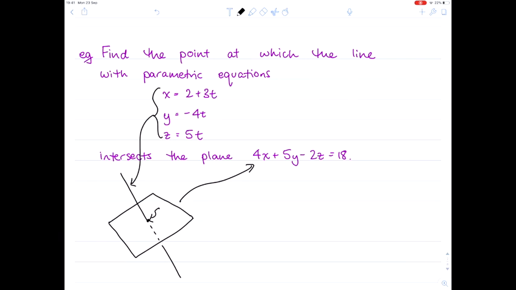So since we're given parametric equations, if we want to find a particular point on the line, we need to find the value of t at that point. And then once we substitute that t in, we'll get the x, y and z coordinates. If we want a point that lies on the particular line, then we're going to substitute that point into our equation for the plane. So we're going to sub our parametric equations, which give us the equations for x, y and z in terms of t, into the equation for the plane.